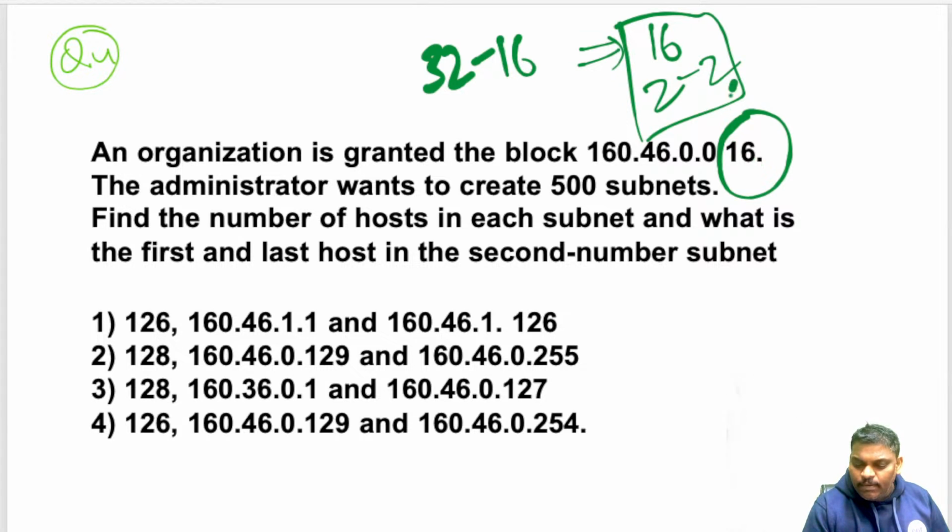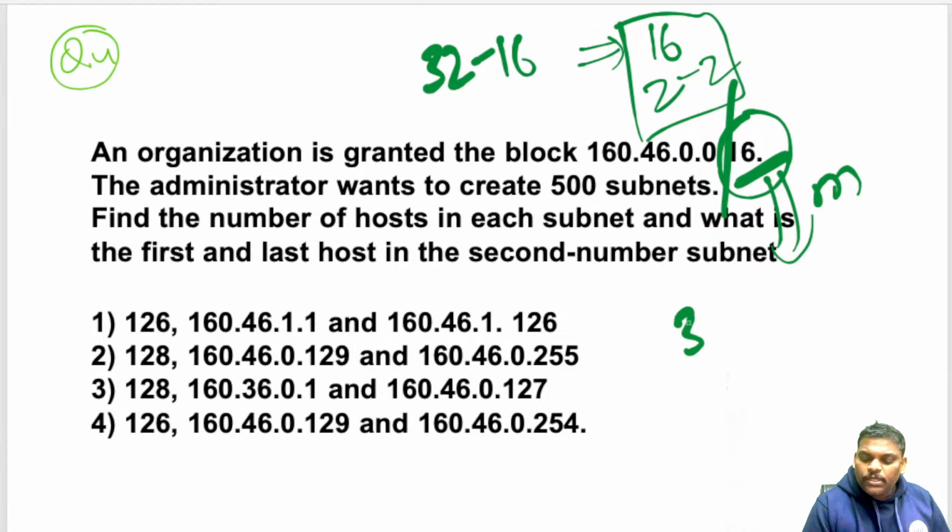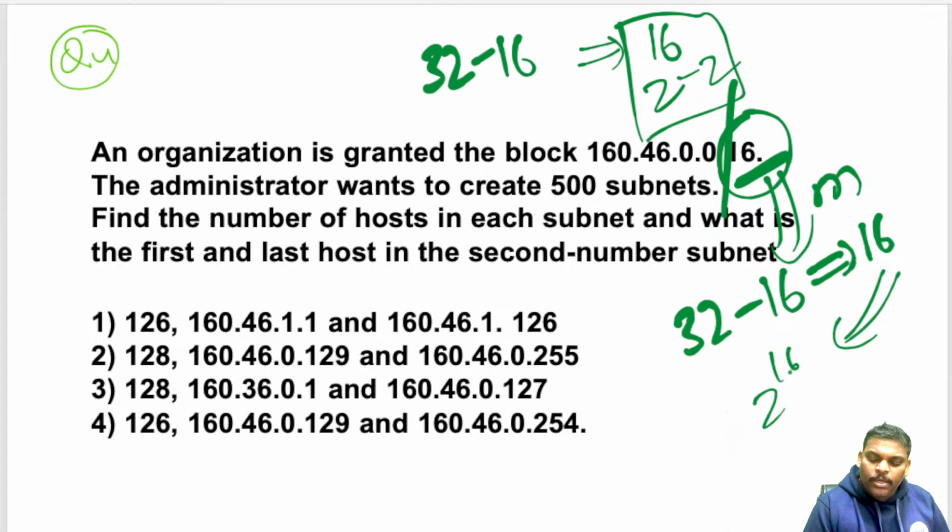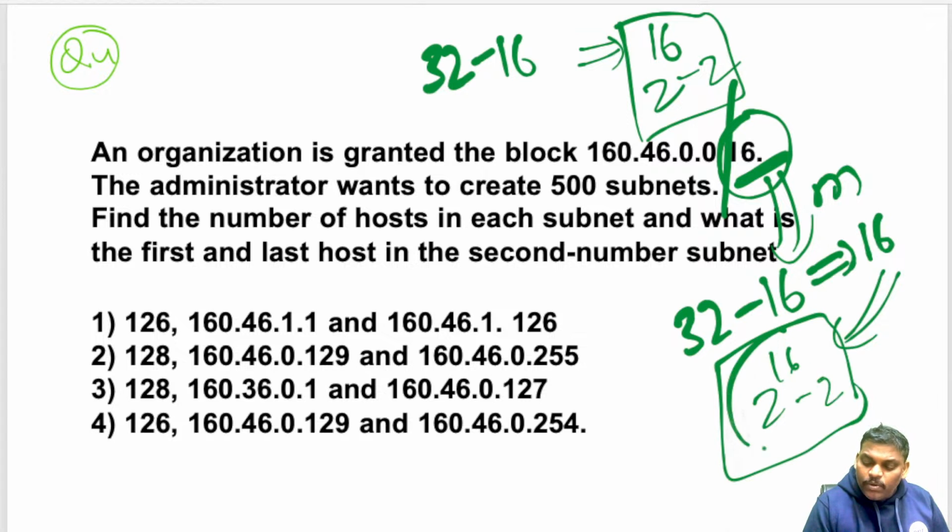So the mask purpose is 16 bits. Out of 32, 16 bits for the mask, and the remaining 16 are for the host. With the 16 bits, 2 power 16 minus 2 hosts are possible. The IPs are 2 power 16, right? Host IPs you can give are 2 power 16 minus 2. Okay, fine. That is okay.